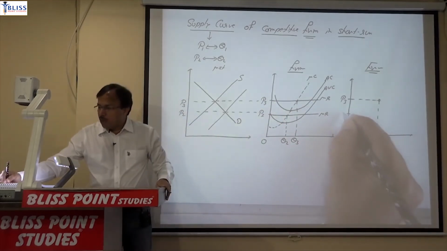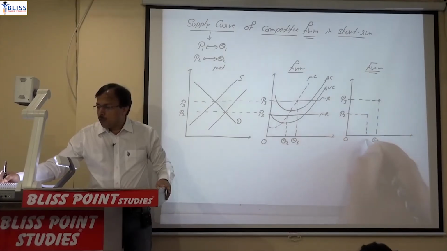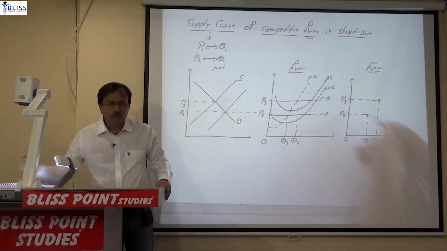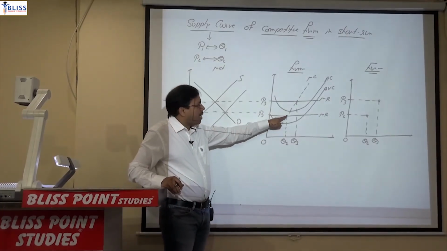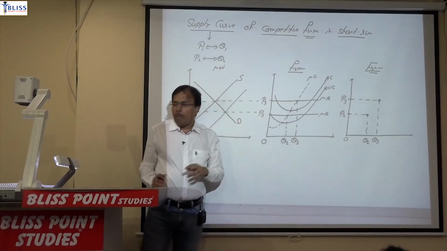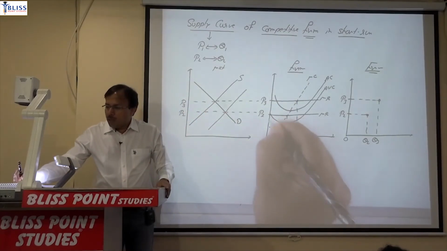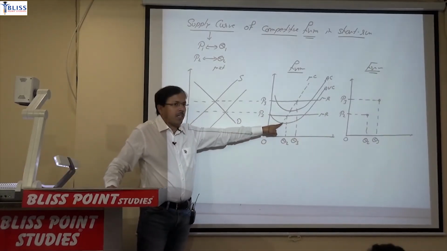So you can mark that P2 and join it with quantity Q2. You get the second point. The P2 Q2 coordinate will be here. Remember again, that point is lying on which curve? MC line. Now, if price reduces further, to illustrate the third point, let us take it exactly at the minimum.